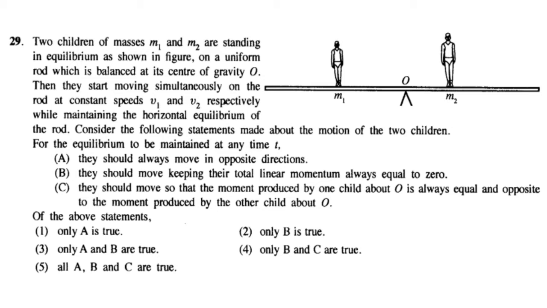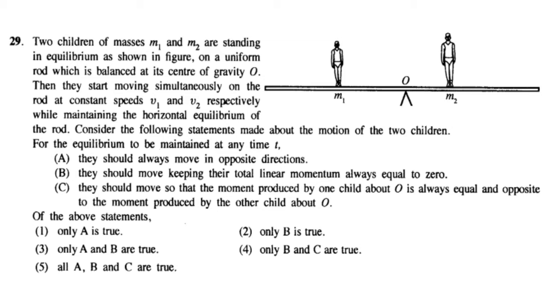Now, look at the system. Two children are apart, but their center of gravity is acting at the point O. The rod's center of gravity is also at O. That is why it is maintained at its equilibrium position. Now, if they move apart, they can maintain their center of gravity at the same place. If they move towards, then also they can maintain their center of gravity at the same point. So the first one is right. They should always move in opposite directions.